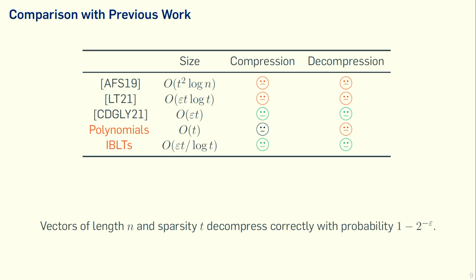Our IBLT construction is much better in the computational department. So the compression and decompression are very efficient there. And the size is smaller than the best previously known construction.